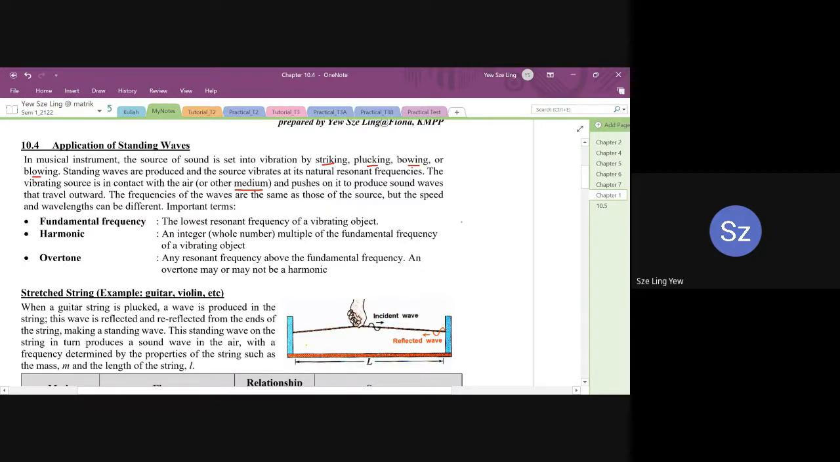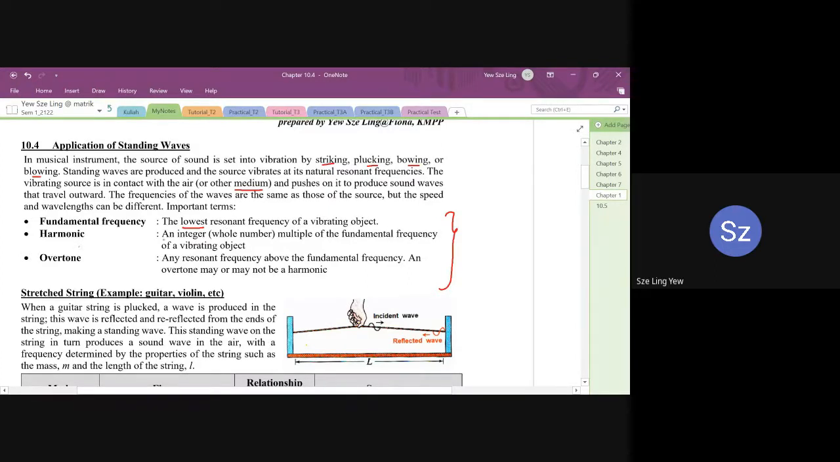These three terms, I want you to write down the definition. You're going to see these three terms very often in the questions, and you need to know the difference between them. So what is a fundamental frequency? Fundamental frequency is the lowest resonant frequency. In this chapter, we are going to focus on resonant frequency, which is the frequency that gives you the highest, the largest sound. So fundamental frequency is the lowest resonant frequency of the vibrating object.